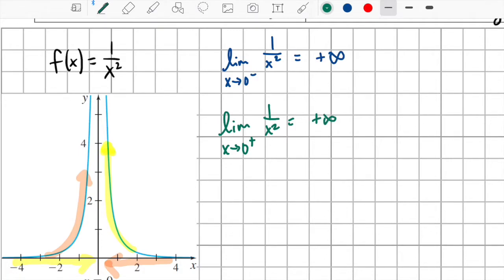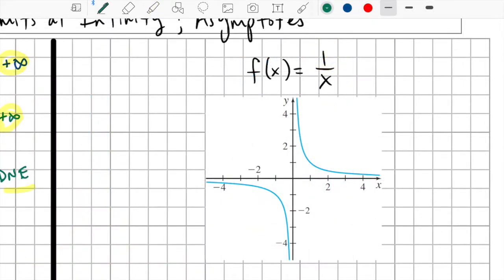So the one-sided limits both go to positive infinity, but if I want to know what the limit as x approaches 0 of 1 over x squared is, you can't say that it approaches positive infinity. You have to say that the limit does not exist. The one-sided limits, yes, you can put positive infinity, but the actual limit as it approaches 0, meaning from the left and the right, we say it does not exist.